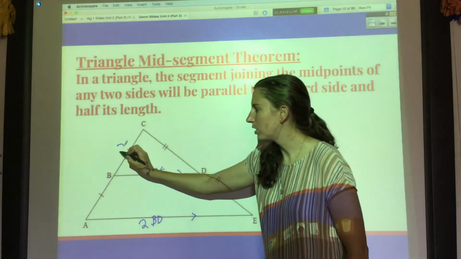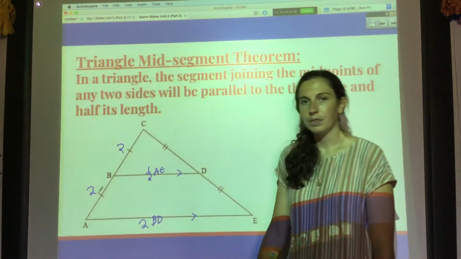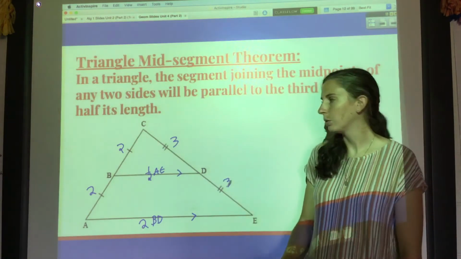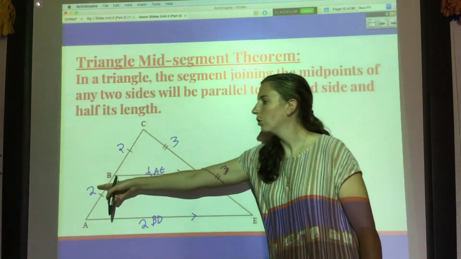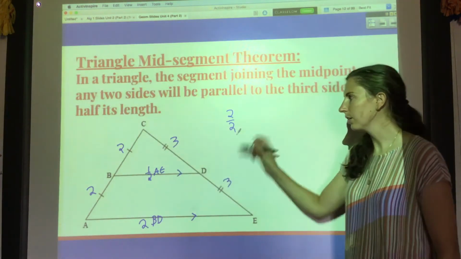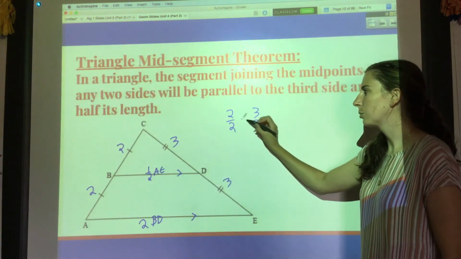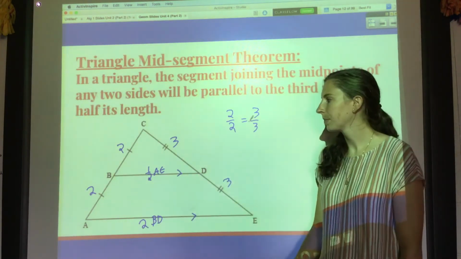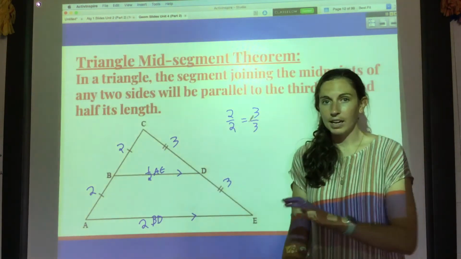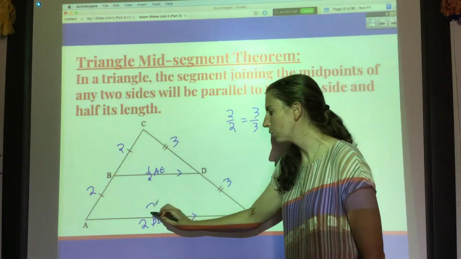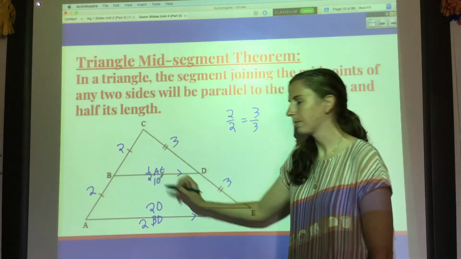Like let's say this is 2 and this is 2. And let's say this is 3 and this is 3. That ratio will still hold. If this is 2 over 2, that's the same ratio as 3 over 3. So the fact that those proportions are the same will stay, just because these are parallel. But again, it goes even further to say this is exactly half. Like if this were 20, this would be 10.